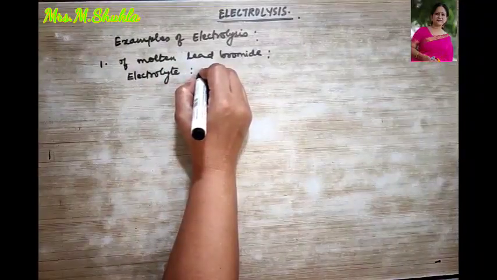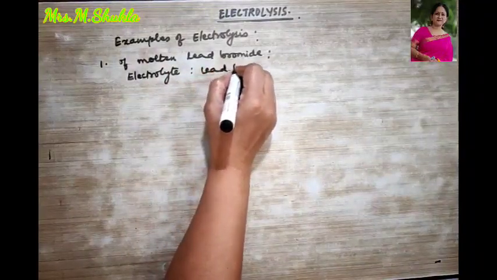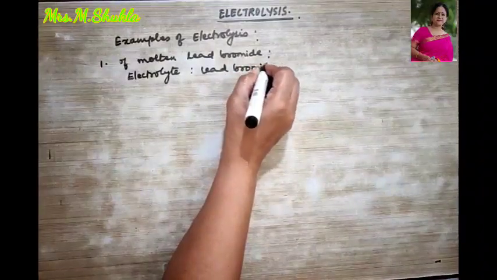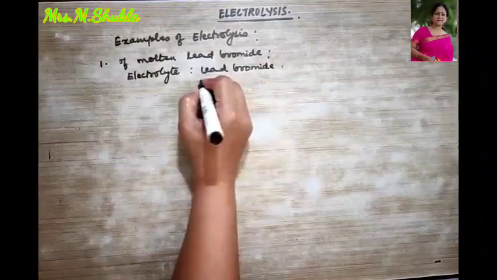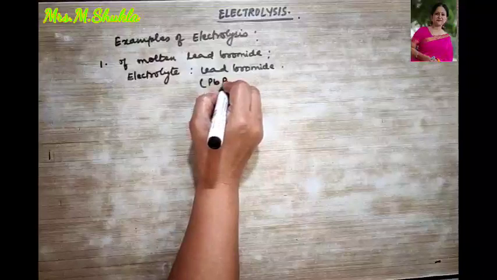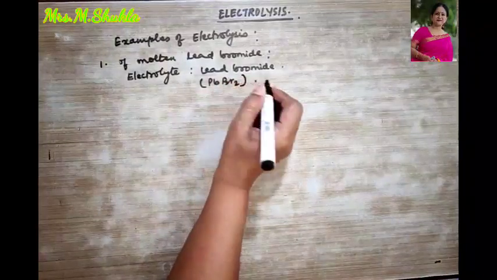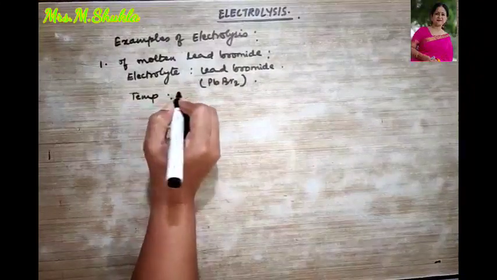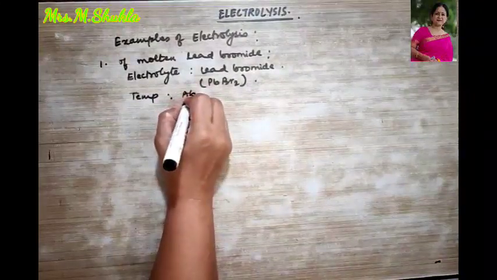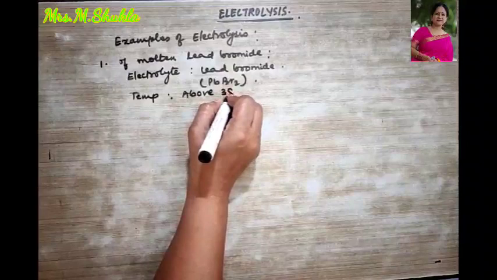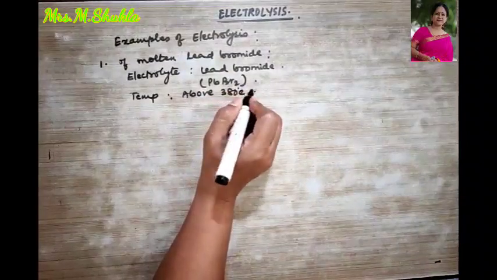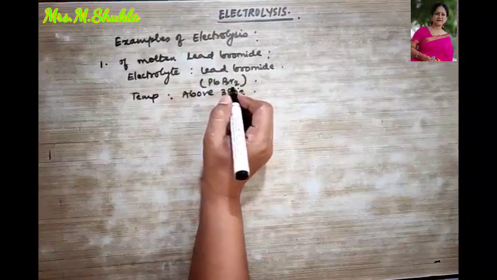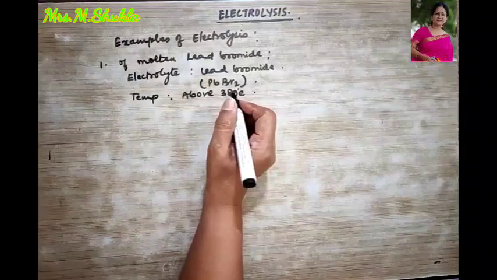Electrolyte is your lead bromide. Okay, what is the formula of it? PbBr2. So what is the temperature maintained here? The temperature maintained is above 380°C.